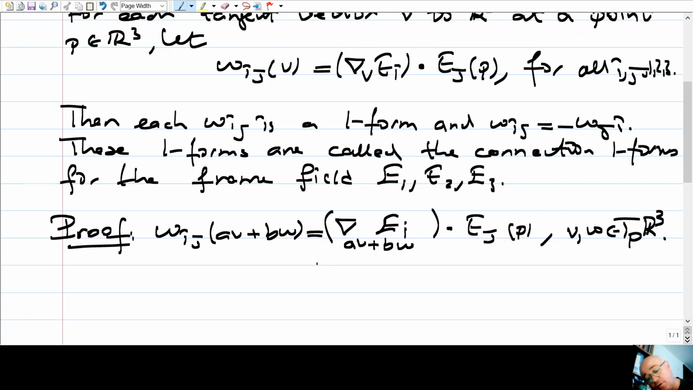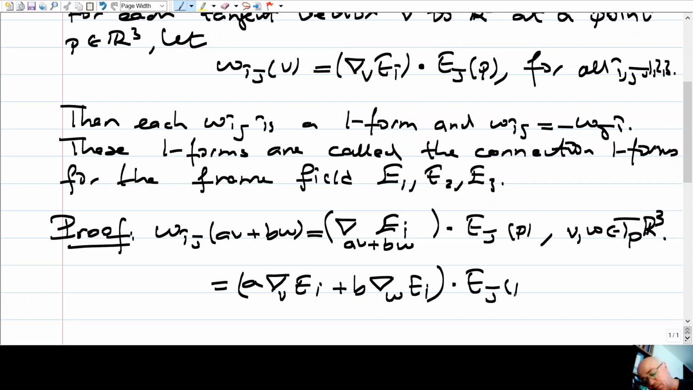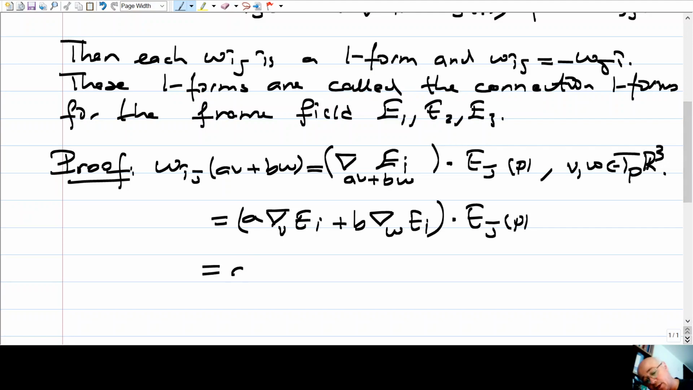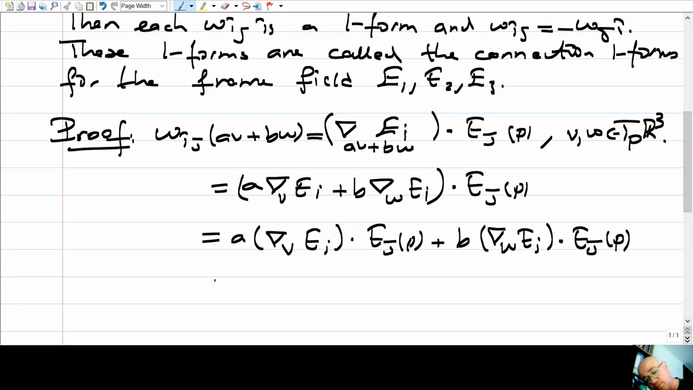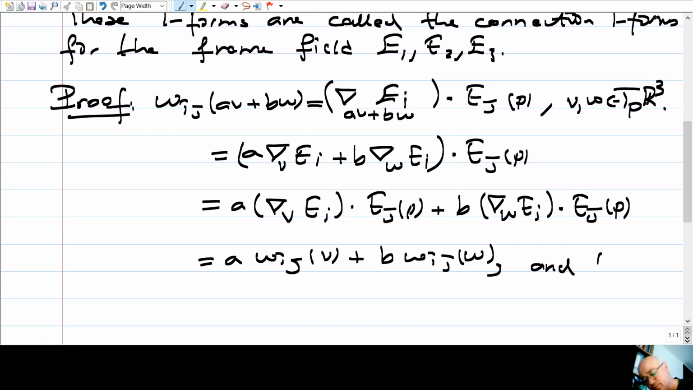All right, well, the covariant derivative, we know that this is linear, so I can write this expression as a times the covariant derivative of Ei plus b times the covariant derivative of Ei, dot product Ej at P, and then we can further write this like this: a times the covariant derivative of Ei dot product Ej at P plus b times the covariant derivative of Ei dot product Ej at P. Well, this is just a times omega ij of V, and this is b times omega ij of W. Therefore, and thus omega ij is a one form.